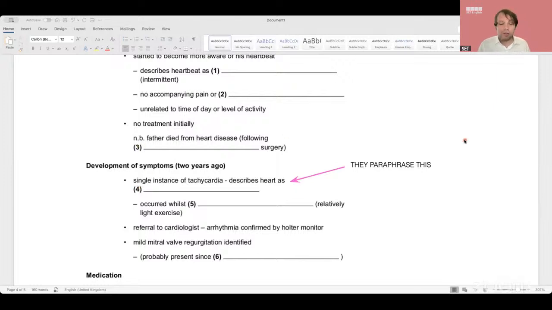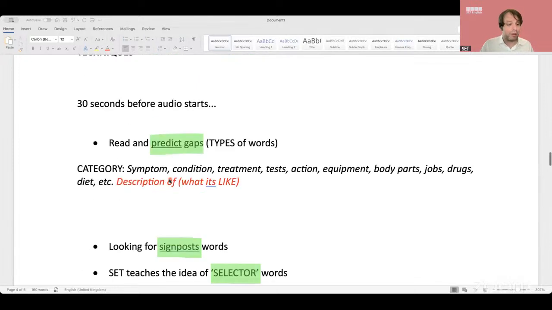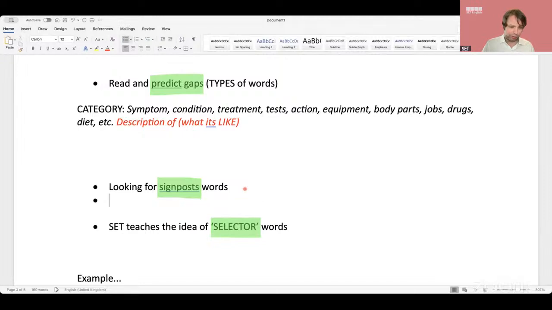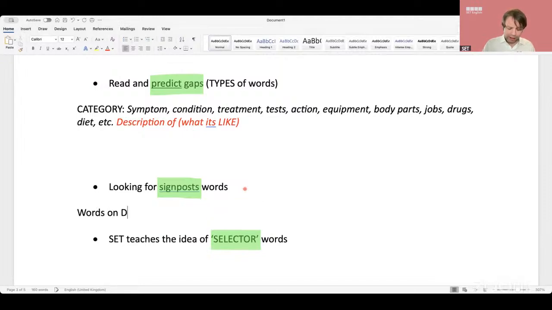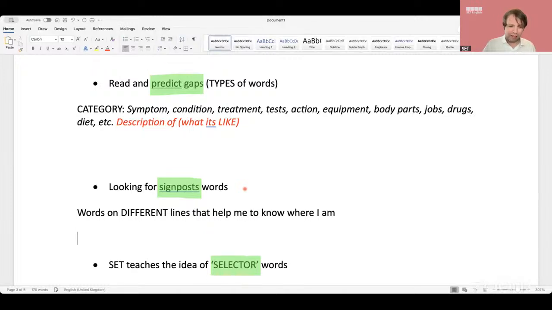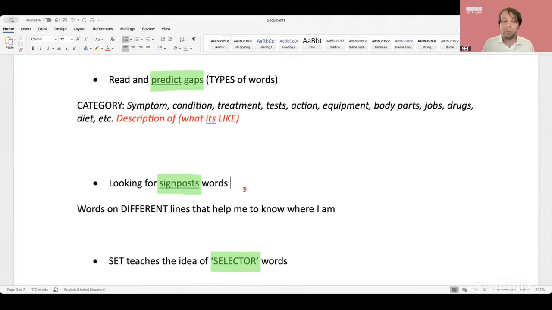Okay. Kadriye, where is my signpost here? Yeah, development of symptoms 2 years ago. Exactly, guys. I would focus here as my signpost for question 4, right? So it's very simple. Just don't rely on words on the same line for signposts. A signpost is just words on different lines that help me to know where I am. And I talk about this in the videos. If you watch the videos on the website, you can see me talk more about this.